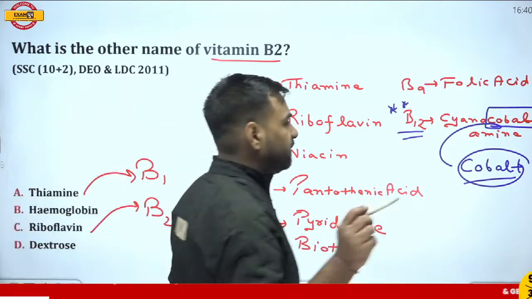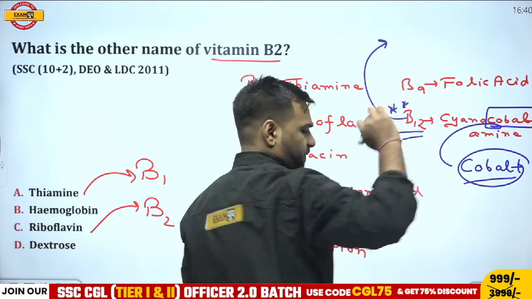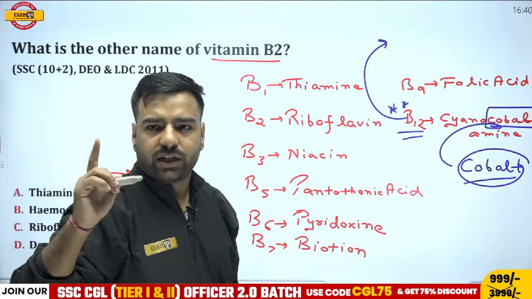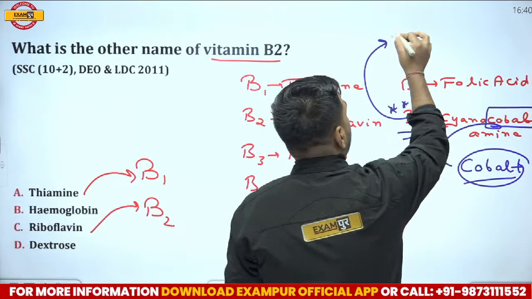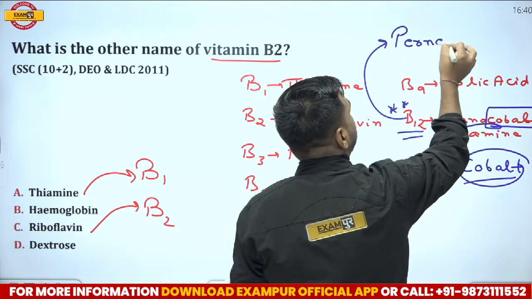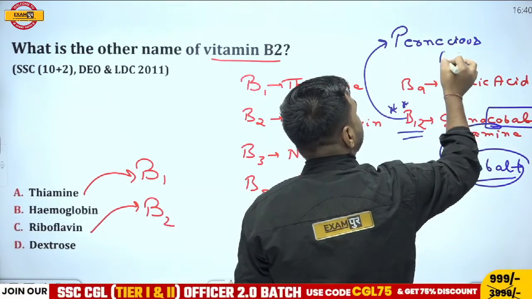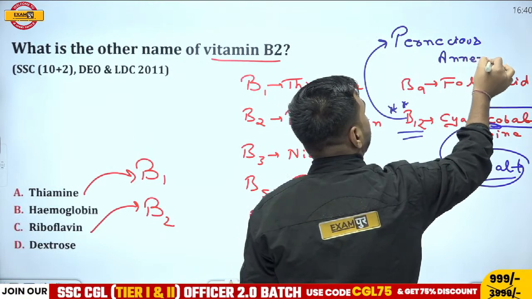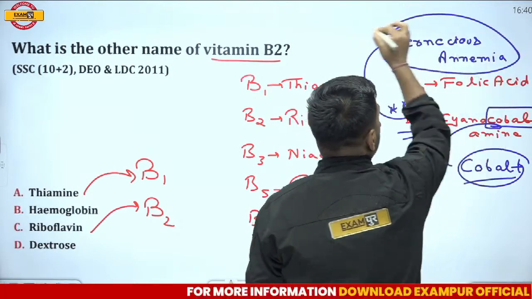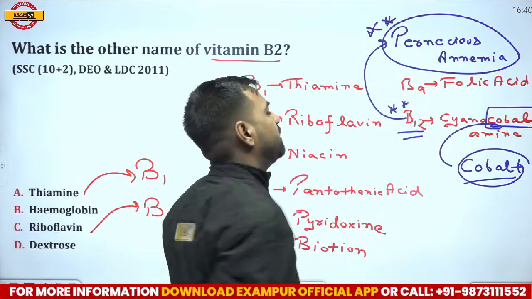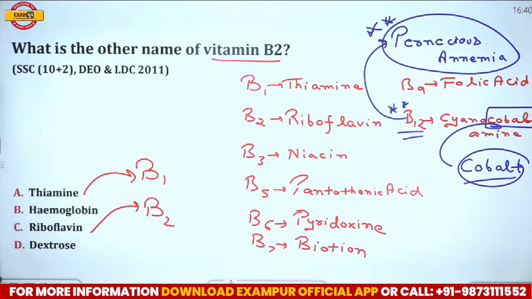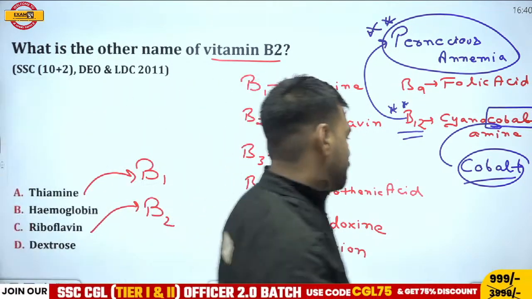Apart from that, whenever there is a lack of vitamin B12, it will lead to pernicious anemia. Very, very important question and a favorite question of all the examiners. So pernicious anemia occurs if there is a lack of vitamin B12. Okay, let's move forward to the next question now.